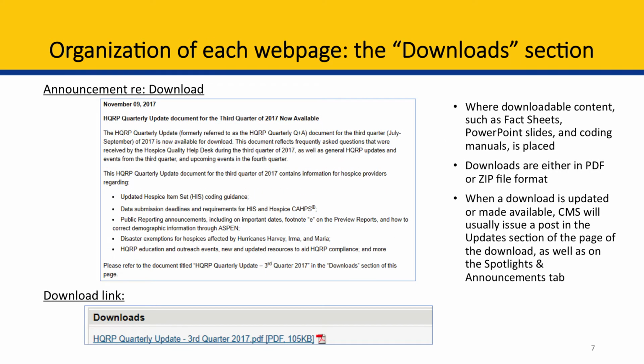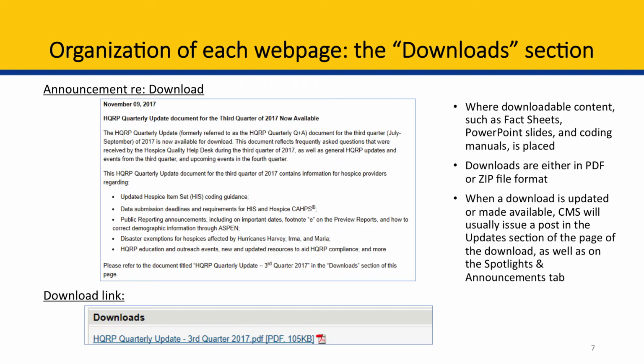Let's talk a bit more about the downloads. The Downloads section is where content such as fact sheets, PowerPoint slides, and manuals will be placed. Downloads are usually either in PDF or zip file format. The screenshot on slide 7 provides an example of how downloads are posted. Downloads are typically posted in 2 steps.